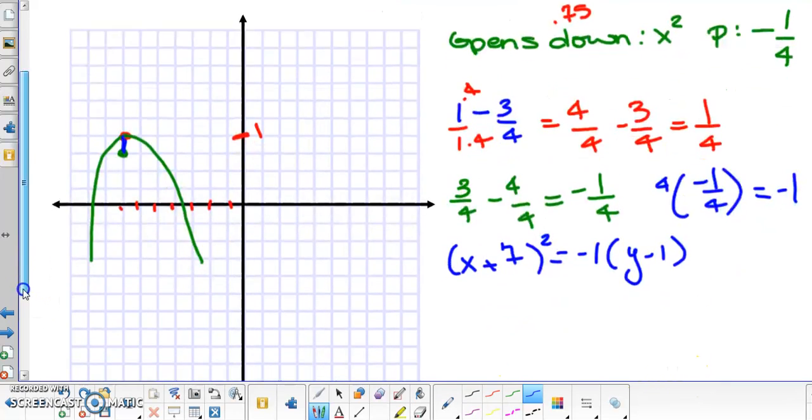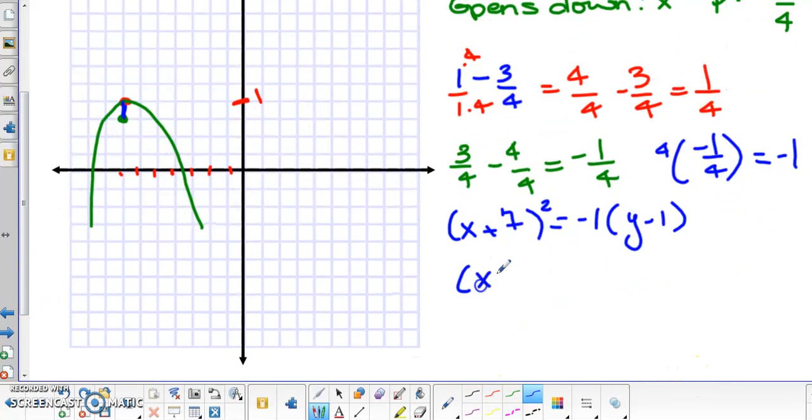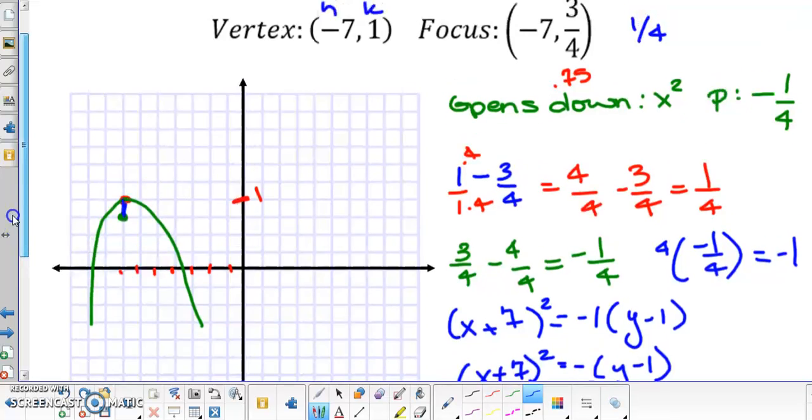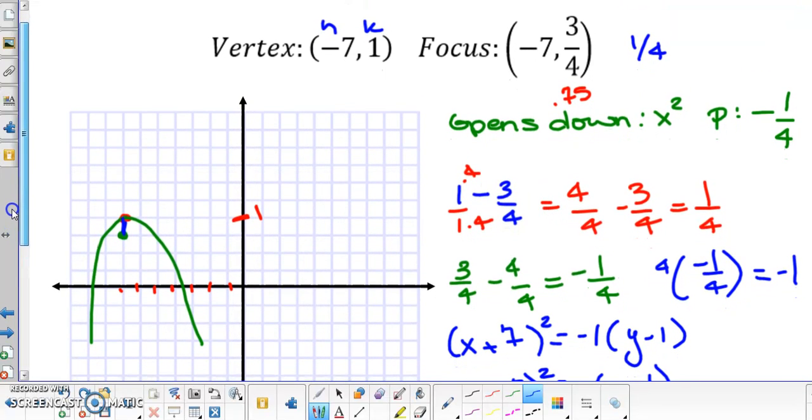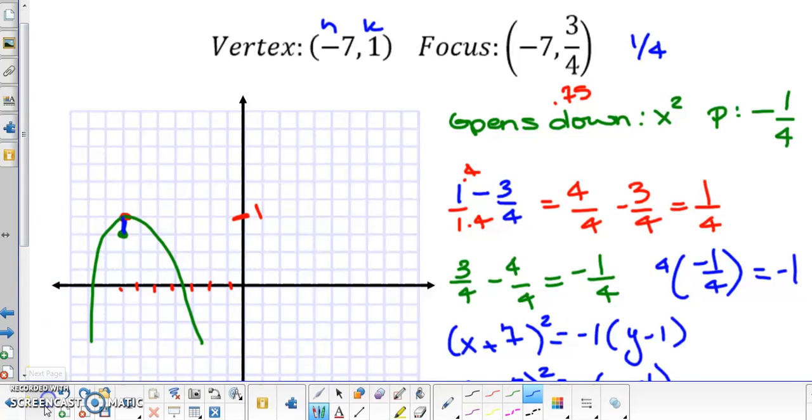So we could rewrite that as x plus 7 squared equals -y minus 1. That just looks a little more proper, if you will. Okay, so that's how you find the equation when you're given the vertex and the focus.